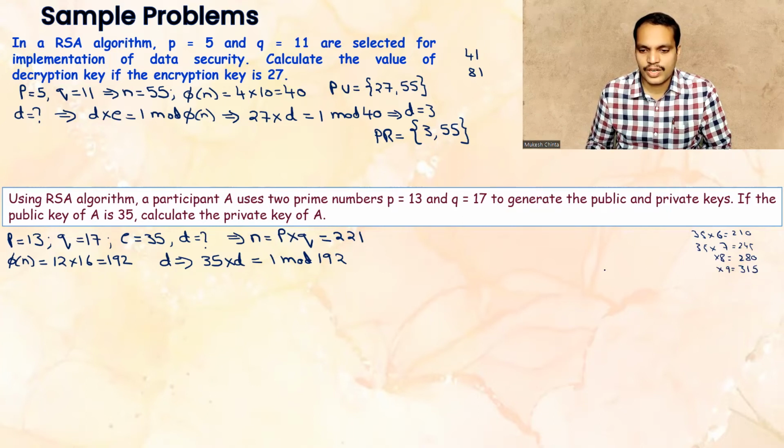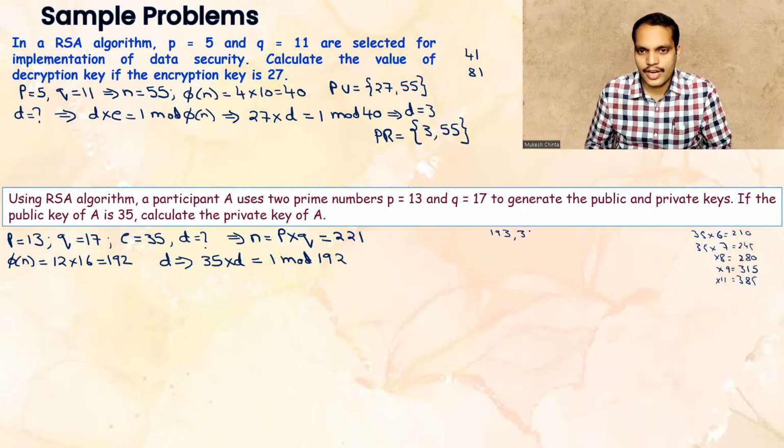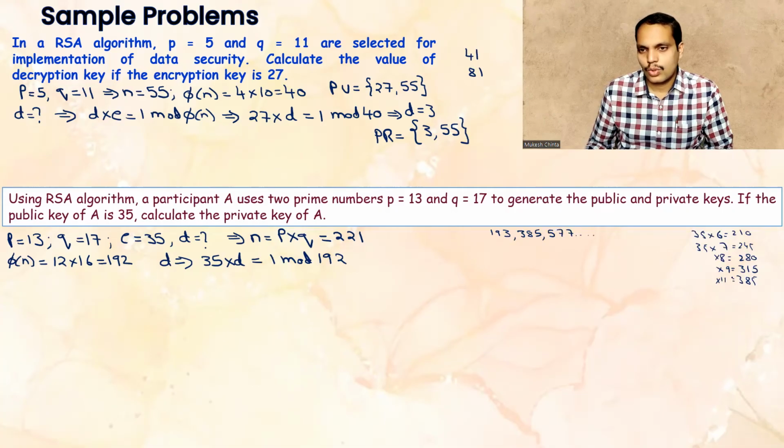That is also not sufficient. 35 11s give me 385, isn't it? So similarly, what are all the possible values that I can get here? I can get 193, and I can get 385, and I can get 577, and so on. So you can see that in this particular table, 35 11s are 385, which matches the value.